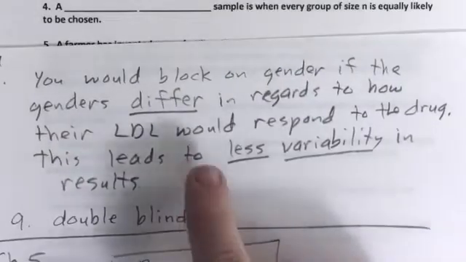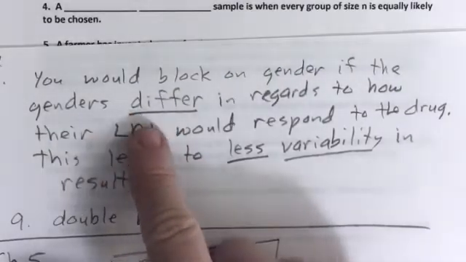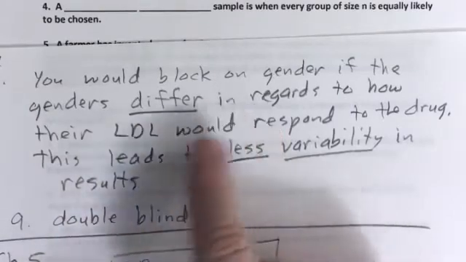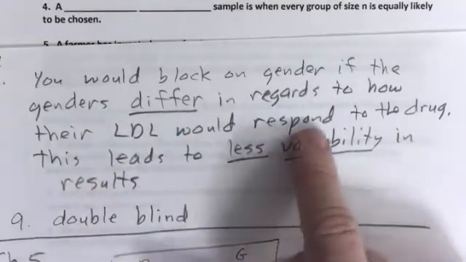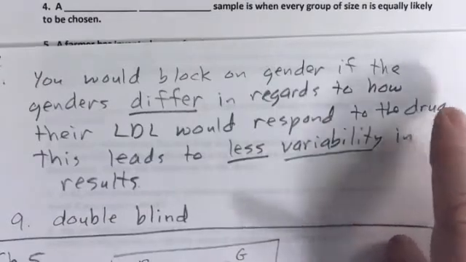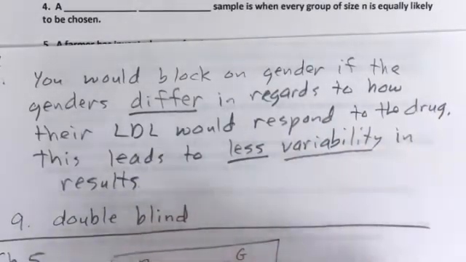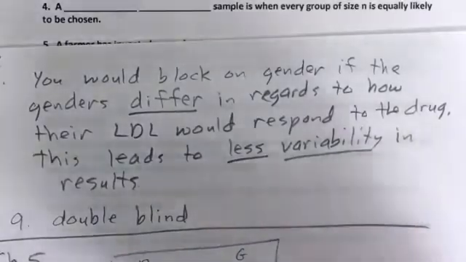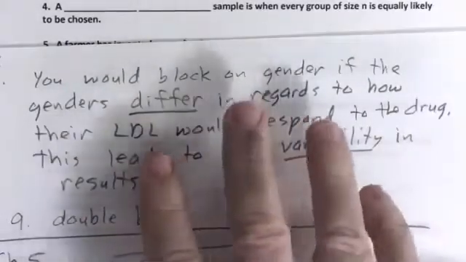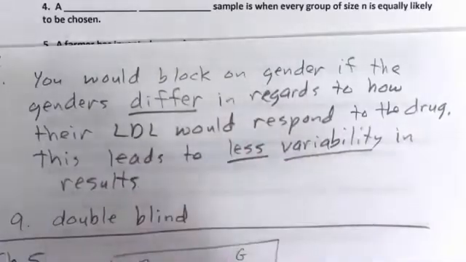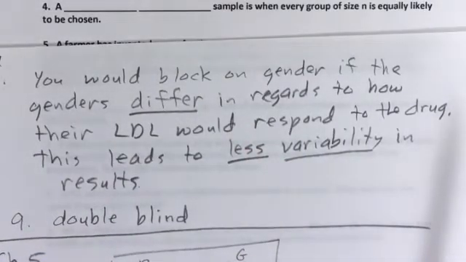So what we would say is this: you would block on gender if the genders differ in regards to how their LDL level would respond to the drug. That's what causes you to block, okay? This would lead to less variability in our results. So whenever you properly block, or when you properly stratify in sampling, if you do it properly, there'll be less variability in your results. Okay.